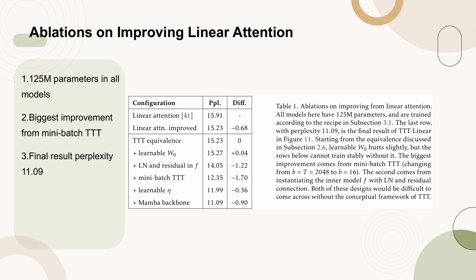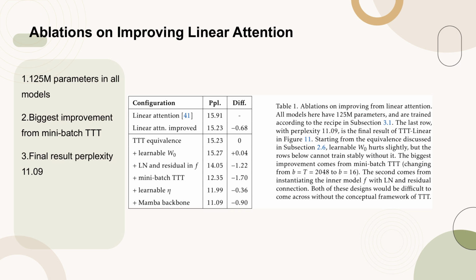The most significant improvement is attributed to the transition from batch gradient descent, b equals T equals 2048, to mini-batch TTT, b equals 16. The second most impactful change is the instantiation of the inner model f with layer normalization, LN, and residual connections. These design choices are facilitated by the conceptual framework of TTT, which would otherwise be challenging to implement.